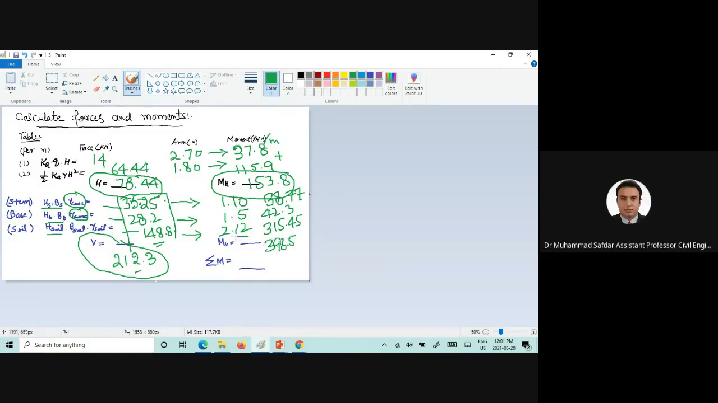Okay, now we got the vertical moments and we got the horizontal moments, the moments due to the horizontal forces and the moments due to the vertical forces. These are known as stabilizing moments and these are known as destabilizing moments. So we need to subtract the destabilizing moments from the stabilizing moments. So please kindly give me the sum of the moments as well.